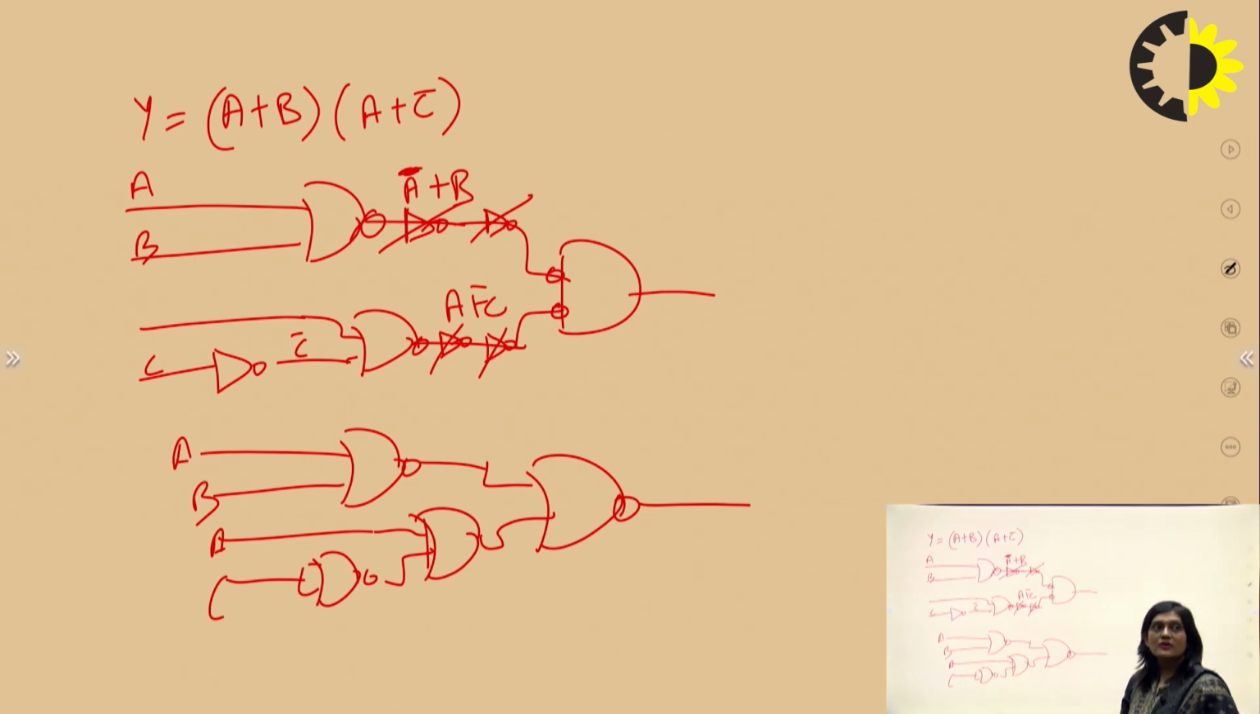So how can we think that we have to design with the NOR gate or the NAND gate? We have to see whether the number of the AND gate is more or whether the number of the OR gate is more in the expression. So in this expression, number of OR gate was 2 and the number of the AND gate was only 1. That's why we have preferred the NOR gate, not the NAND gate.